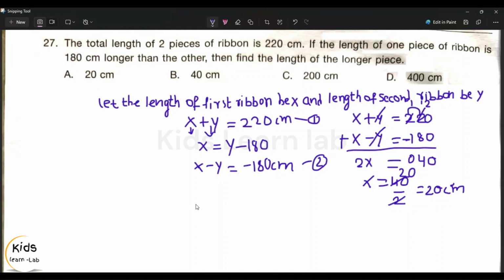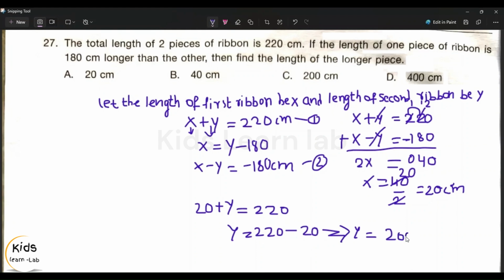So let's substitute the x value in the first equation. So 20 plus y is equal to 220. y is equal to 220 minus 20. This implies y is equal to 220 minus 20, which is 200 centimeters. So option C is the right answer, children.